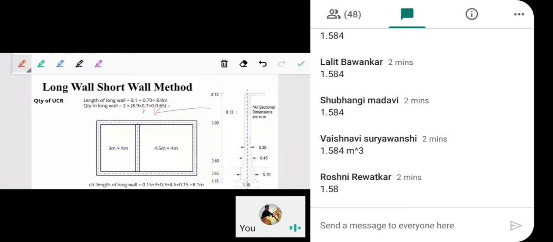Similarly, calculate the quantity for the short wall. In the short wall, we are going to deduct the particular width of the item, that is 0.7. So the length of the short wall will be 4.3 minus 0.7, that will be equal to 3.6 meter. So quantity of the UCR work in the short wall will be 3, that is the number of short walls, multiplied by length of the short wall, multiplied by the width, multiplied by the height. That will give us the quantity in meter cube.